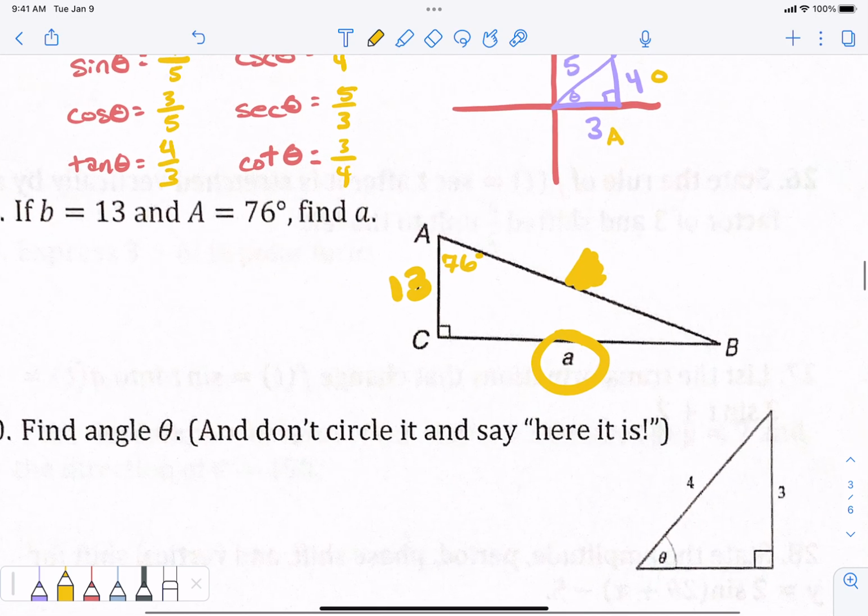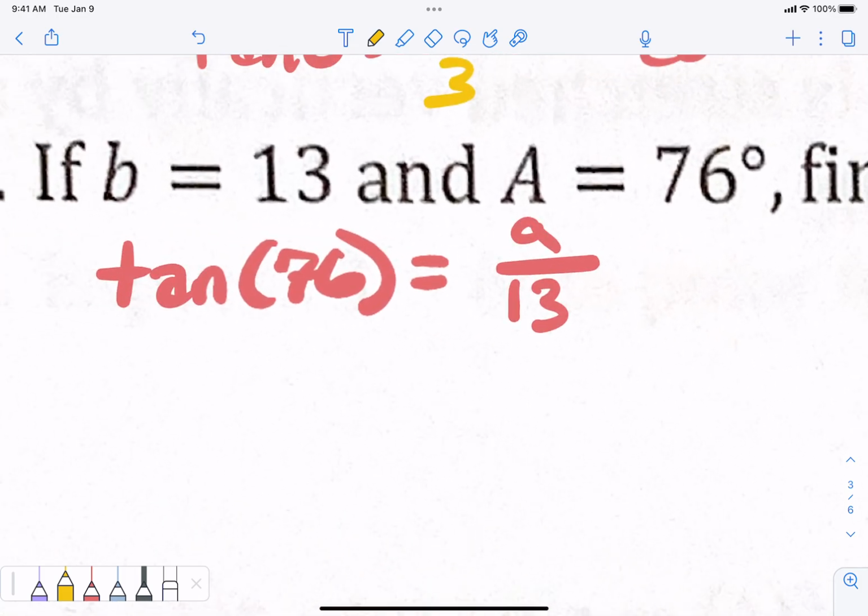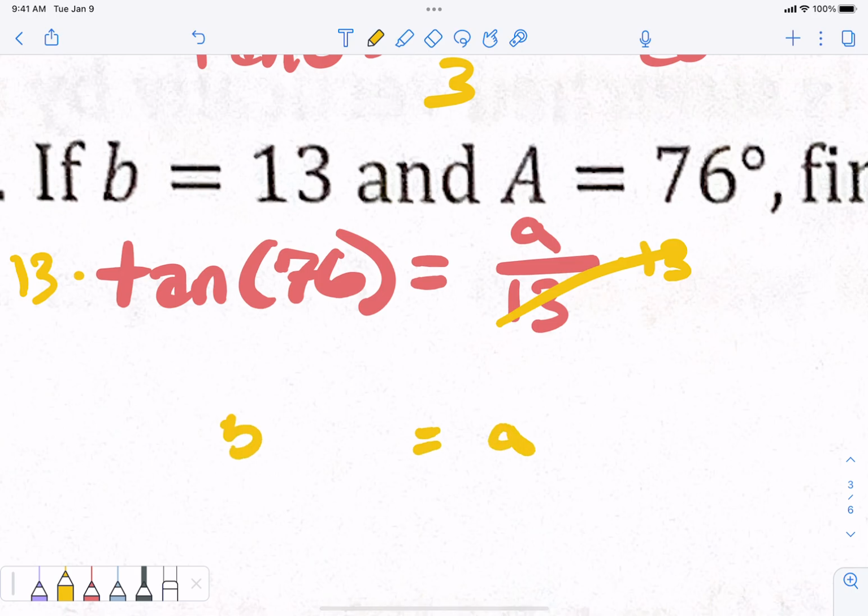In relationship to 76, a is opposite, 13 is adjacent. Tangent of 76 equals a over 13, opposite over adjacent. So when the 13 is on the bottom like that, multiply by 13. Practice typing it in: 13 times tangent of 76. And give me 1 decimal place. 52.1. And that is side a.